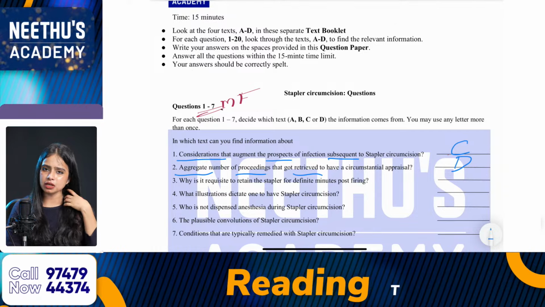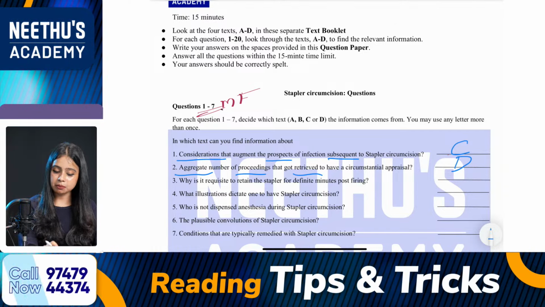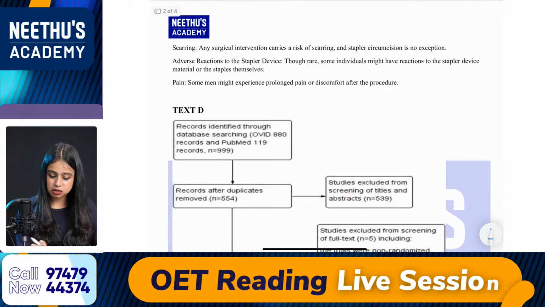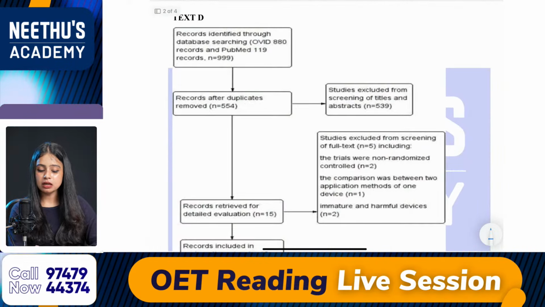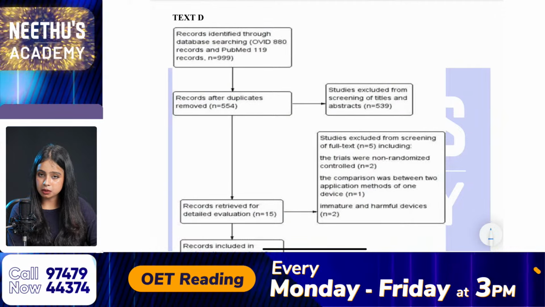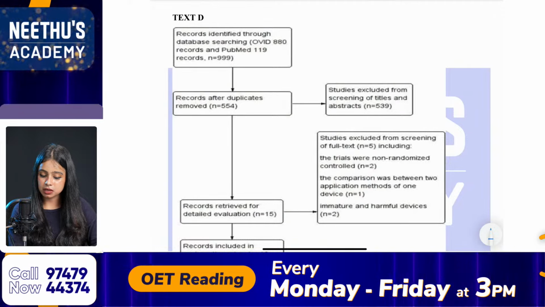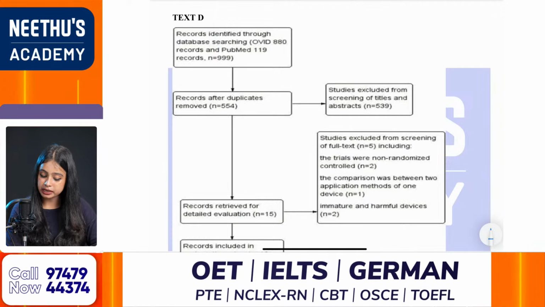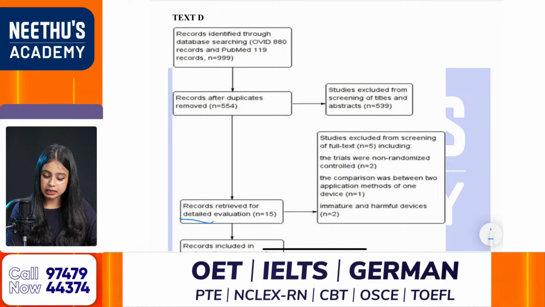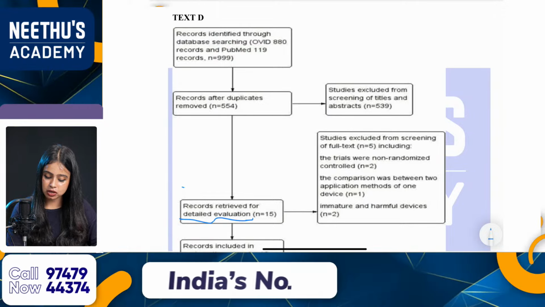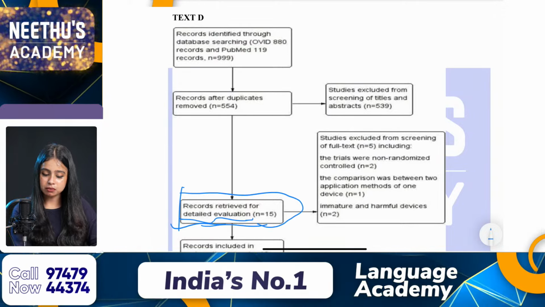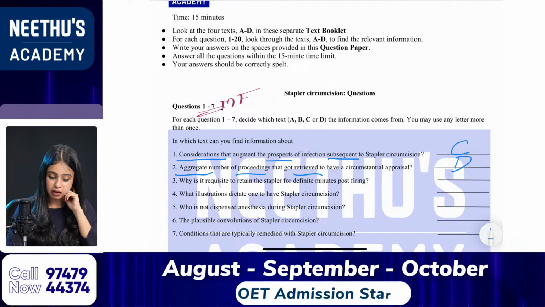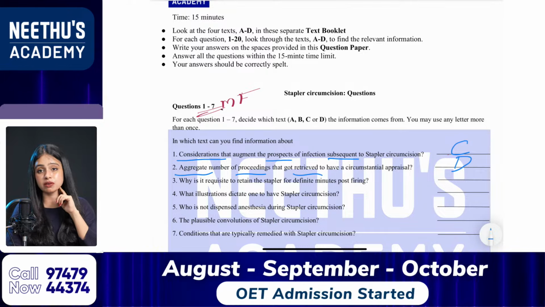Okay, and where is it mentioned in text D? The total number of recordings or the proceedings. So which is from text D. Records identified through database searching. So that is mentioned here. As well as records after duplicates removed. Then records retrieved for detailed evaluation. So answer is actually here. Okay, so that's from text D. Okay, then the next one. Okay, Smita, Aku, Anu. Yes, text D, very good.